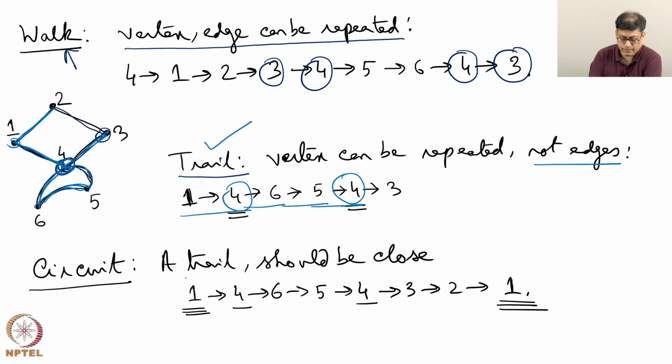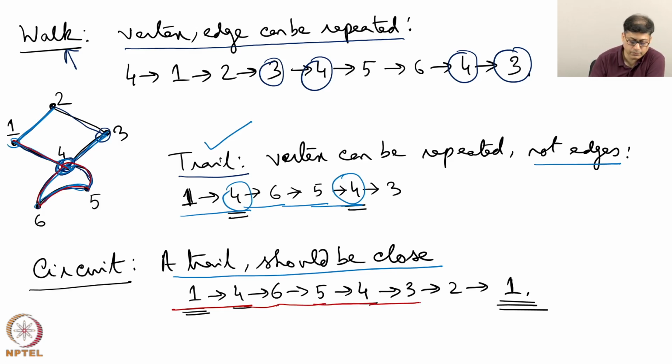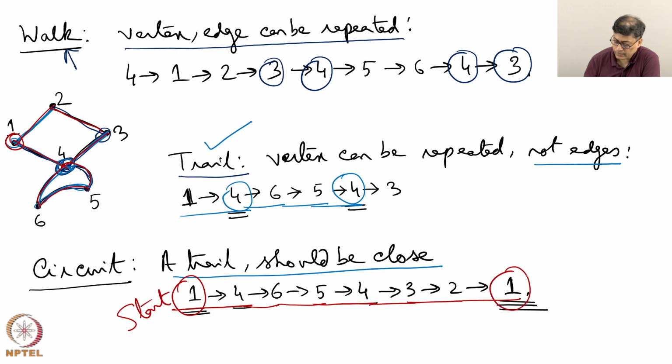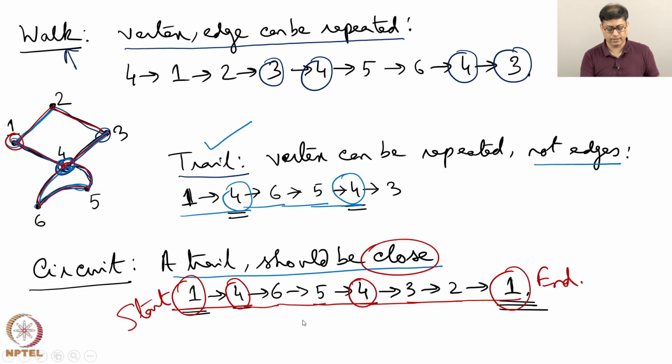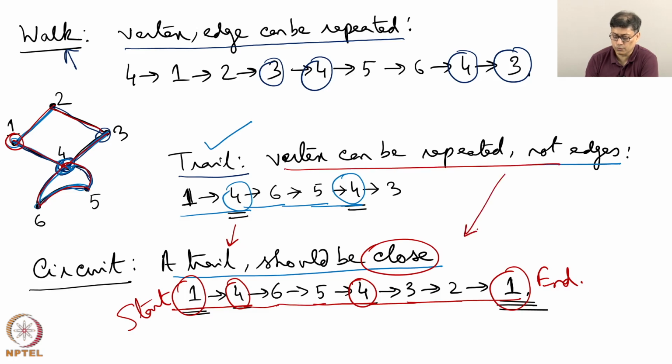What is a circuit? A trail and it is closed. For example, here 1 to 4, 4 to 6, 6 to 5, 5 to 4, 4 to 3, 3 to 2 and then again to 1. So, we started at 1 and we have come to 1 again, that is the end. So, it is a closed one. Is there any vertex repeated? Yes, 4 is repeated. So, it is a circuit and it is a kind of trail. That means, in this circuit vertex can be repeated, edges cannot be repeated. This definition holds true here also.